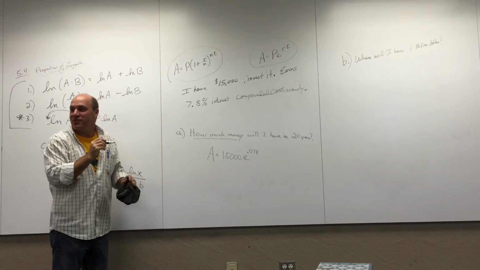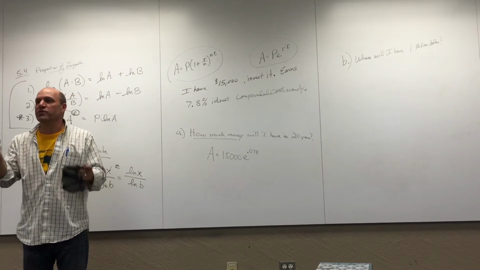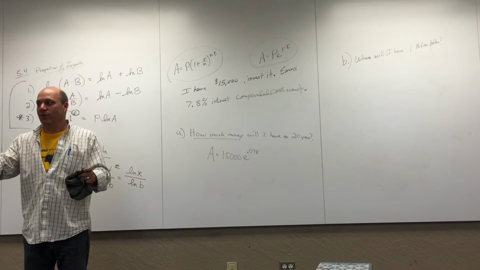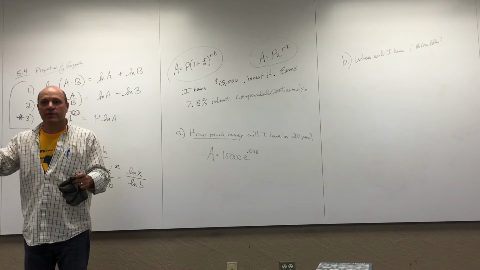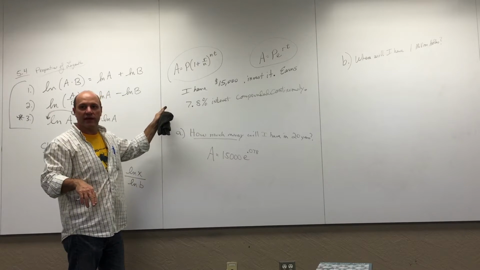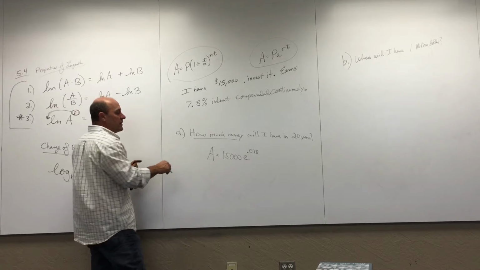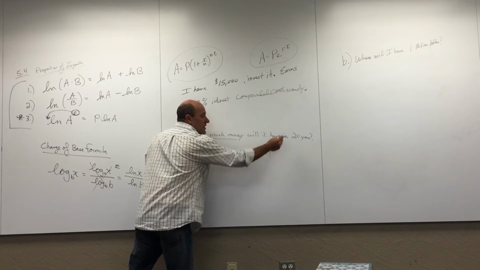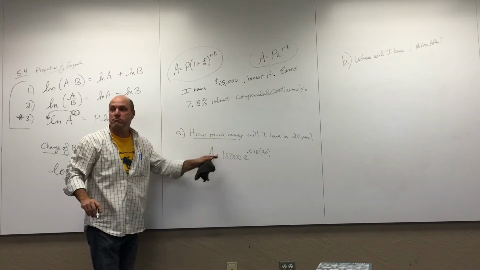If you need an example in your brain, like 12%. What do you do with 12%? You call it a 0.12. You move the decimal over. So what do you do with a 7.8%? 0.078, I think. You move the decimal over. Times T. What's T? The 20 years. Yep, the 20 years.